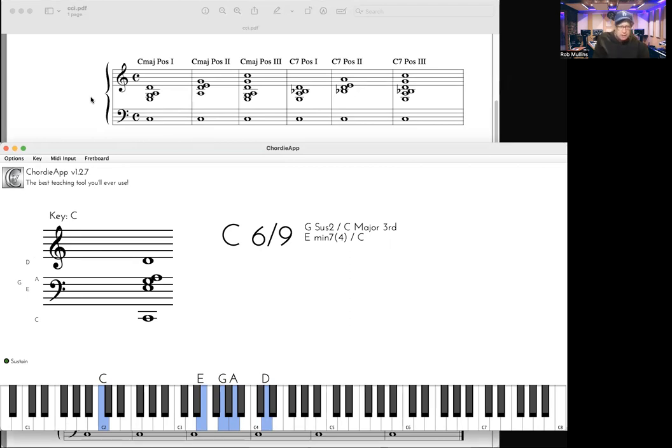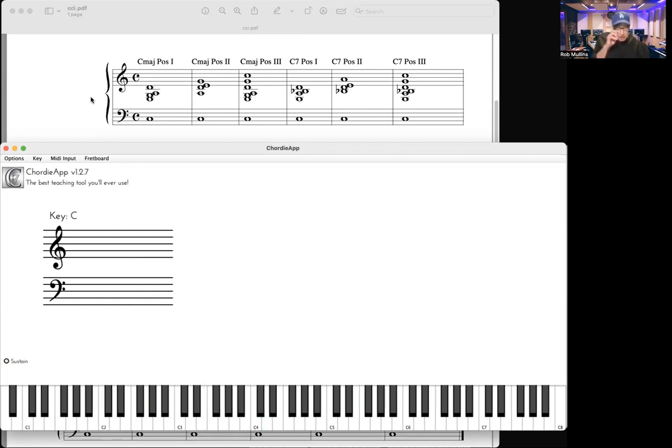in my system, the 3rd is the bottom note of the voicing. There's your bass note down here. And then that 3rd is indicating that it's position 1. So it goes 3, 5, 5, and then 6, 9. That gives your C major 6, 9. Okay, so that's a position 1 with a 3rd on the bottom.